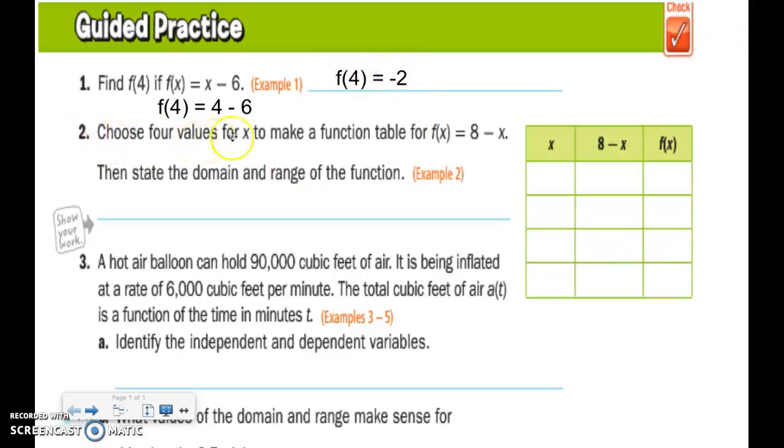Number 2, choose 4 values for x to make a function table. They drew it for you, congratulations. Then state the domain and the range.